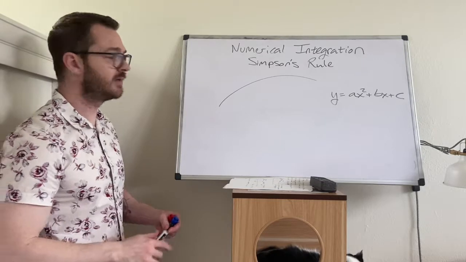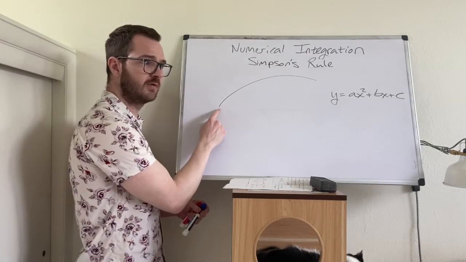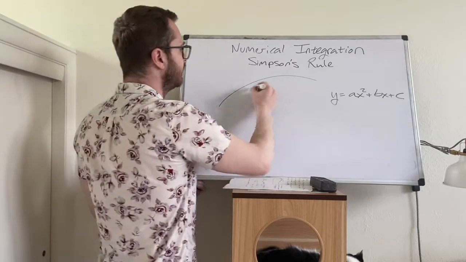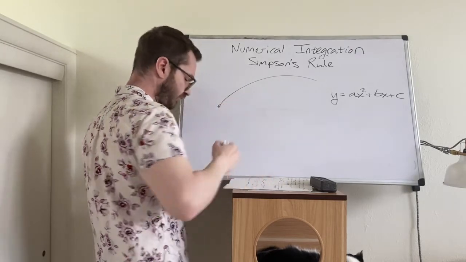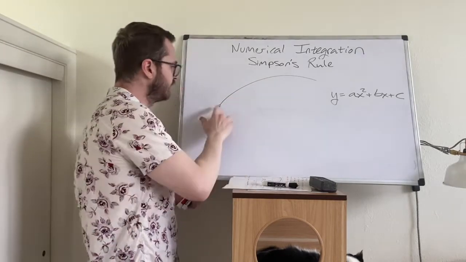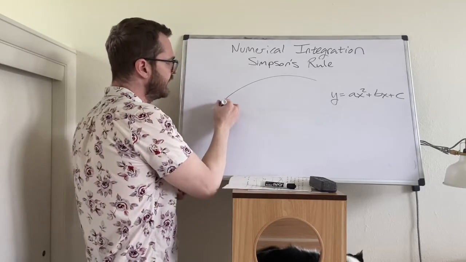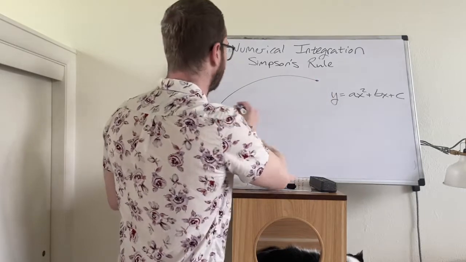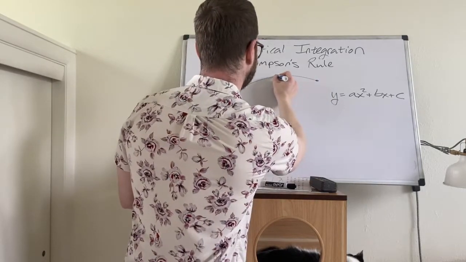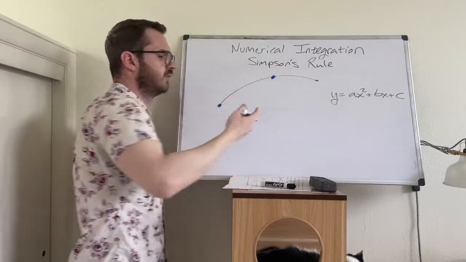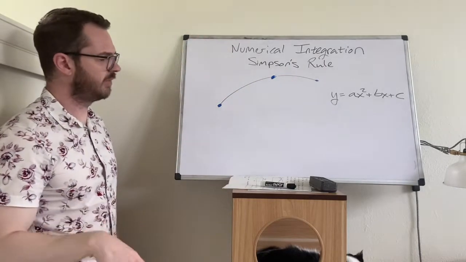We're actually going to end up needing 3 points on this curve. So what I'm going to do is put 3 points on this curve, and we're going to equally space them out. So we'll have a point in the beginning, we'll have a point at the end, and we'll have a point somewhere about the middle.